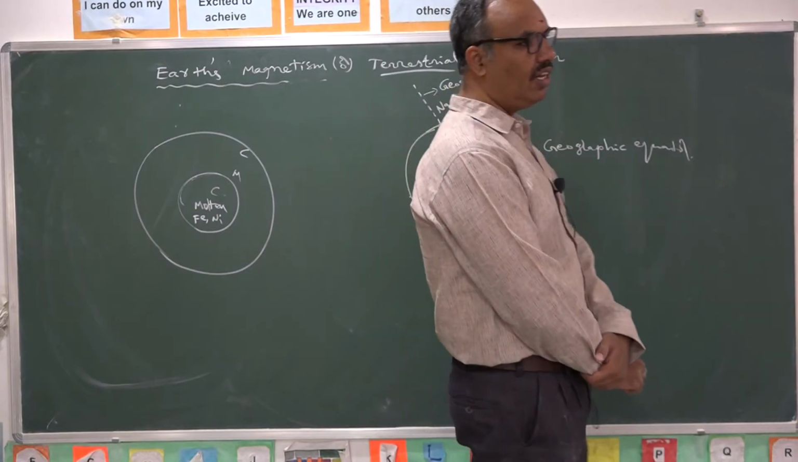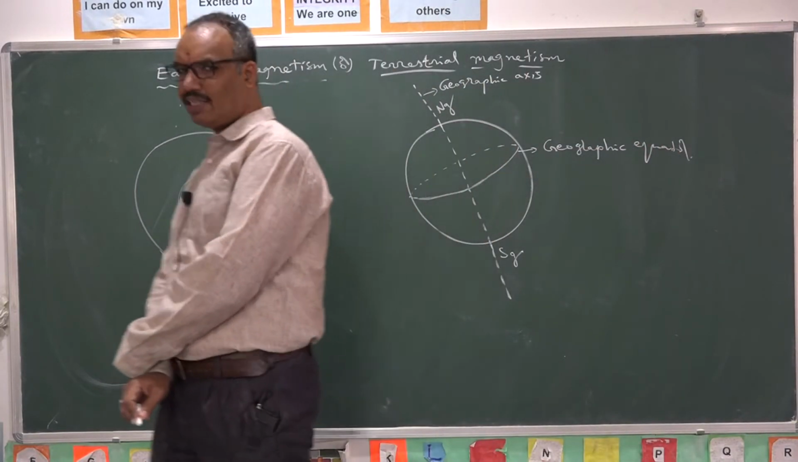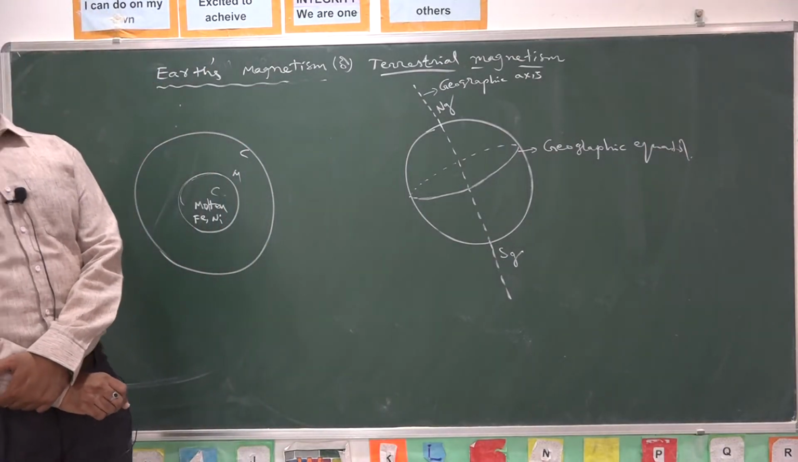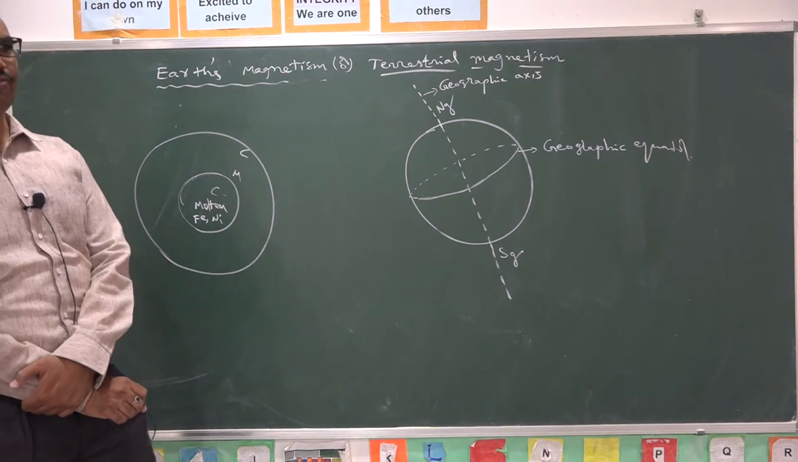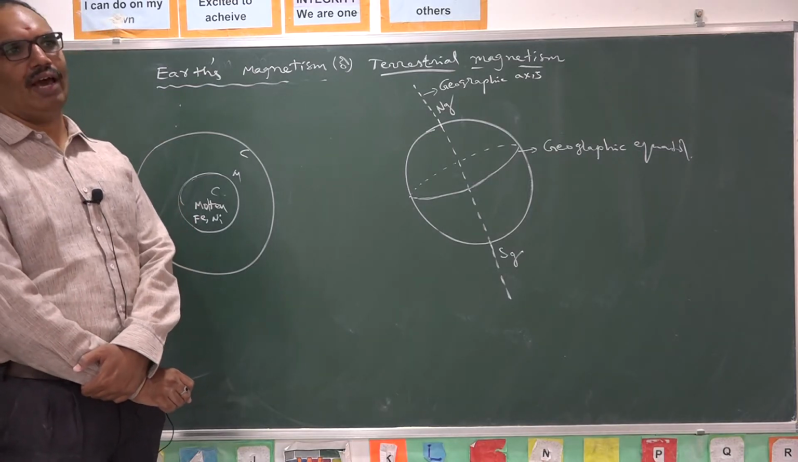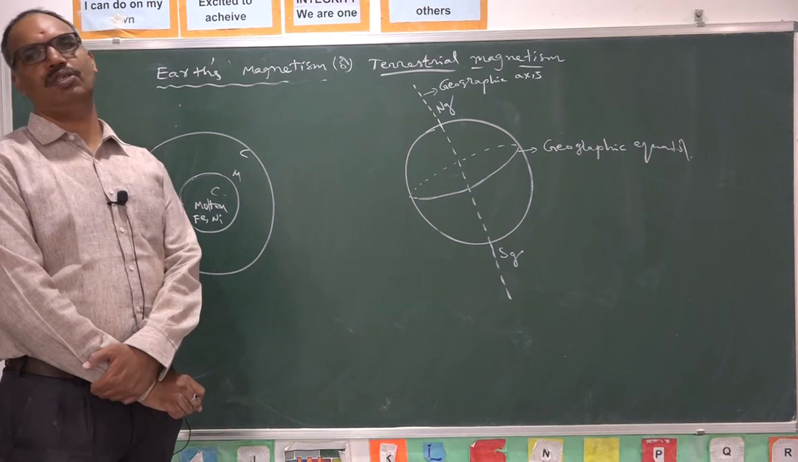What is the first theory? People thought that a big magnet is buried inside the Earth's crust, but which is not true, since Earth's inner core is having very, very high temperatures. At that very high temperature, no magnet or no solid matter is available. So the existence of a magnet inside the Earth's crust is impossible.